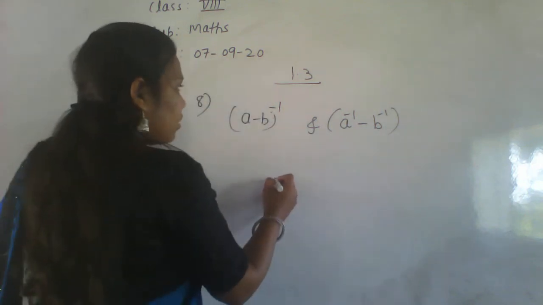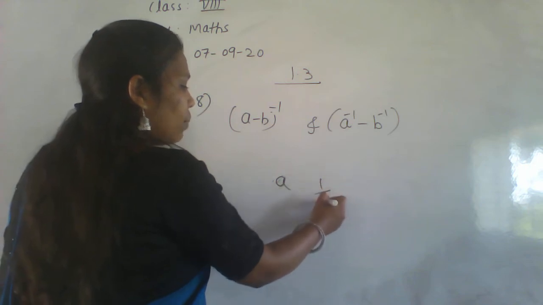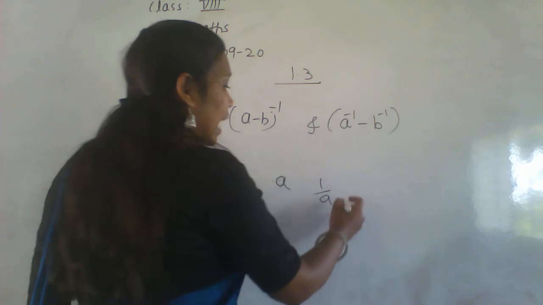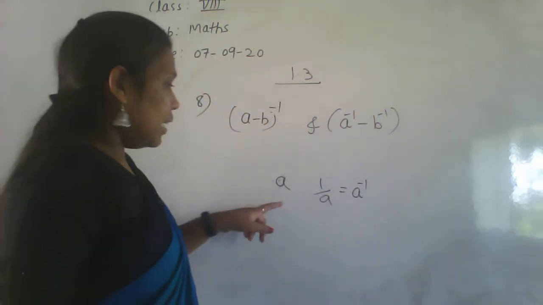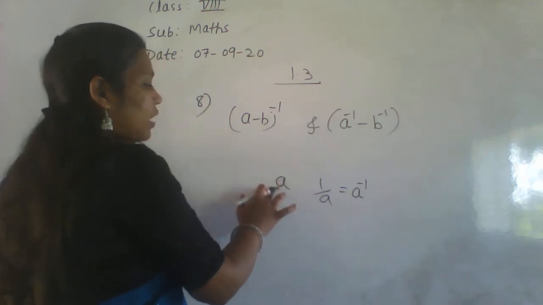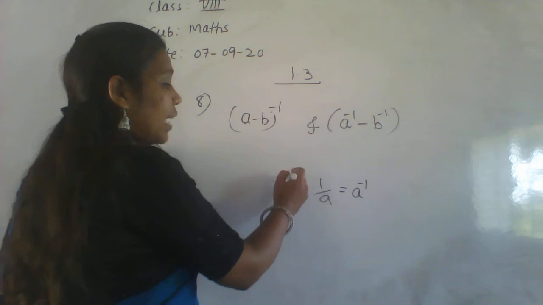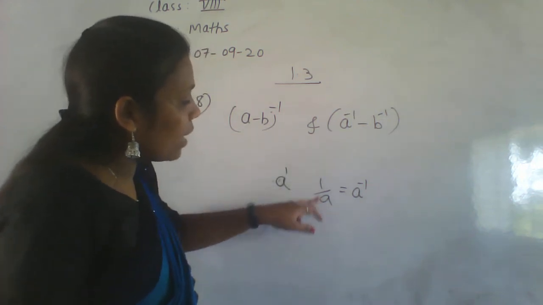So what is the inverse? What is the inverse of a? That is 1 by a. You will tell it like this, right? So this 1 by a can be written as a inverse. See here, if a is in the numerator only, then the power of a is 1.